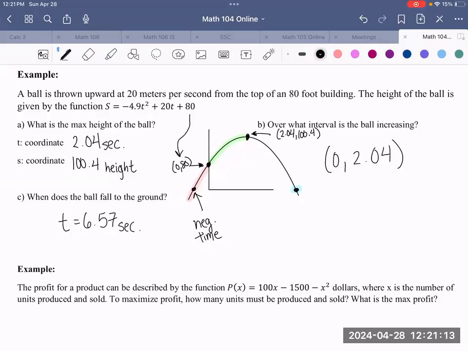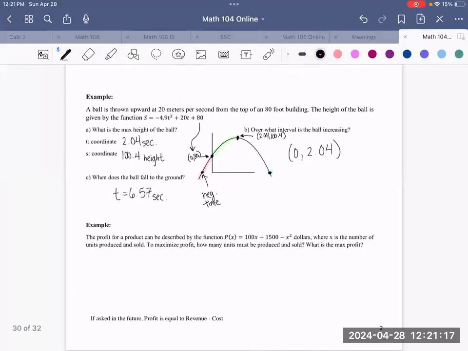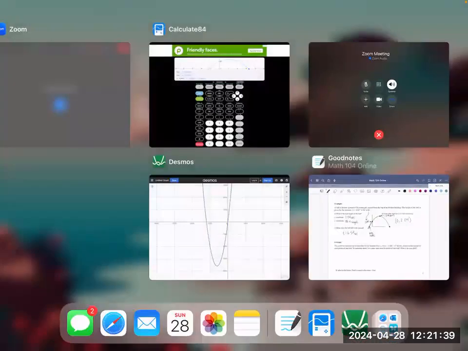Now let's try this one more time with our last example. It just says the profit for a product can be described with the following equation, where x is the number of units produced and sold. To maximize profit, how many units must be produced and sold? What is the max profit? Now let's do this one in Desmos.